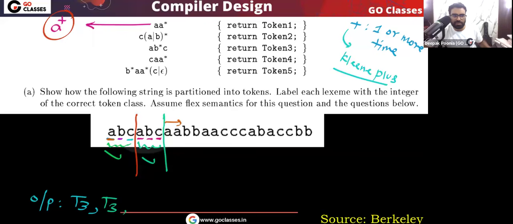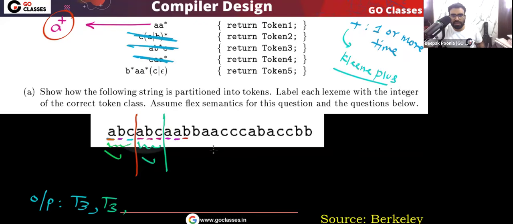Now you will resume here. You will read this A. Who is in the race? You already know. This is not in the race. This is not in the race. Then again A. Who is in the race? Yes, this is in the race. The first regular expression is in the race. The third regular expression is not in the race. This is not in the race. Because of double A, yes, this is also in the race.